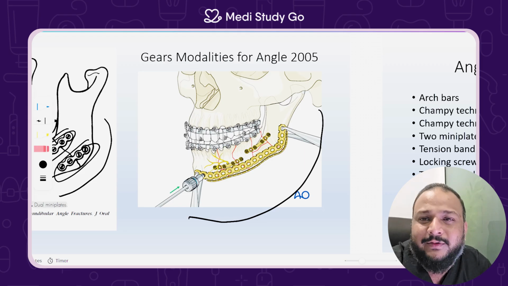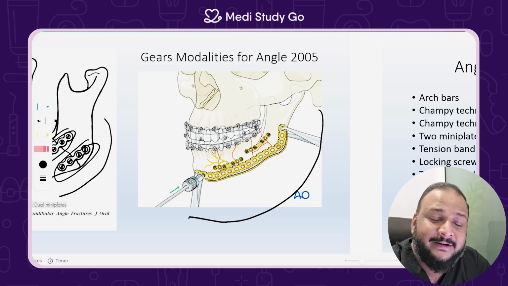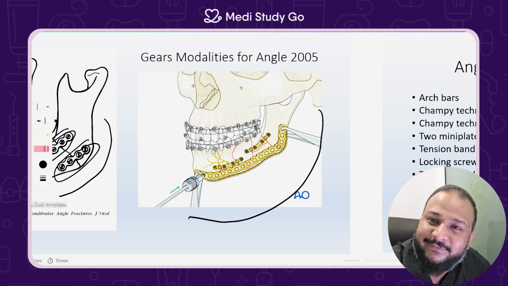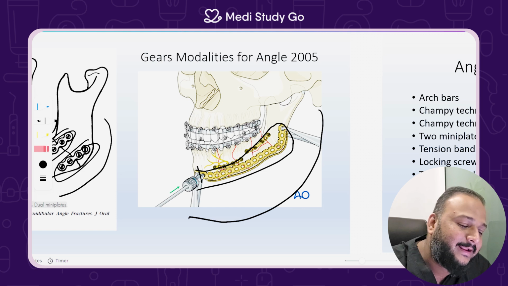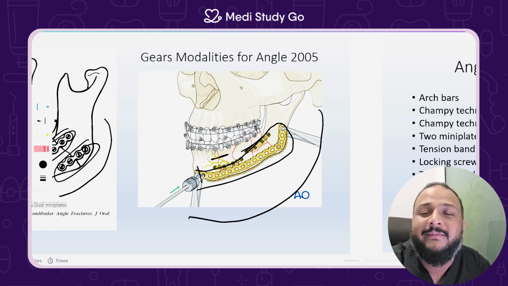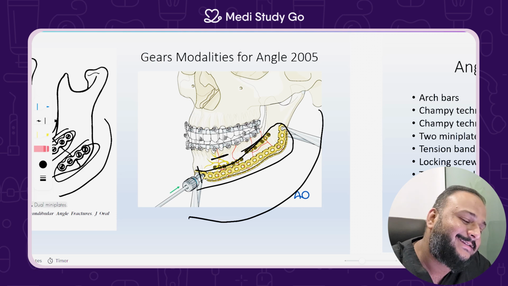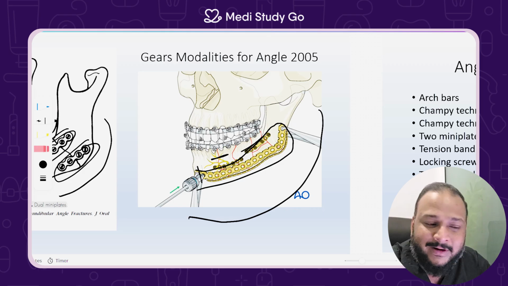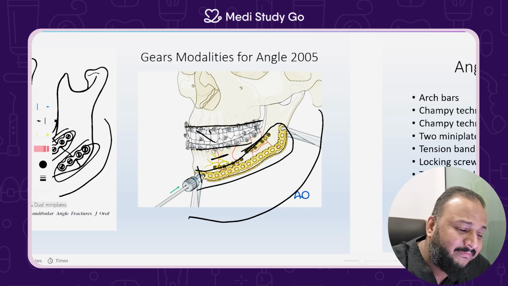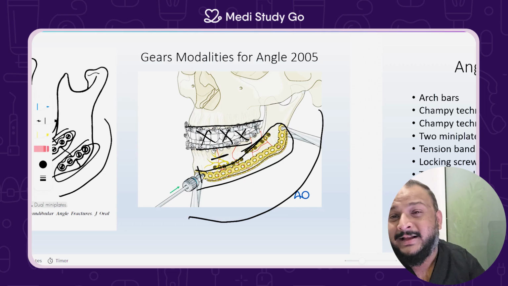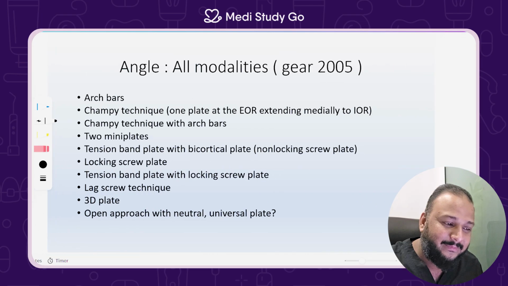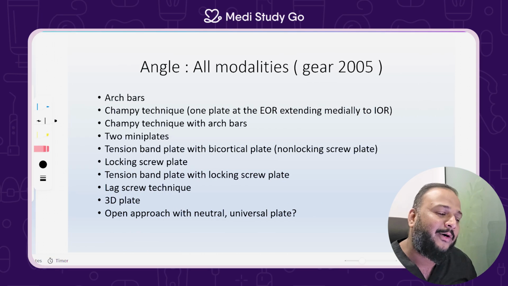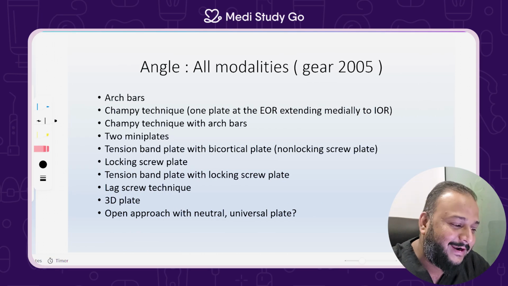It is reserved only for comminuted fractures, which need an extensive reconstruction. So a strong 2.7 mm plate in conjunction with small mini plates along the Champy's line. It's a combined intraoral and extraoral approach along with MMF, where you're placing arch bars. So this kind of modality is strictly reserved for a comminuted fracture of the mandible. So these are all the modalities by Gair et al.